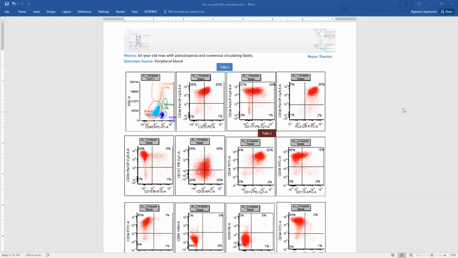Hello everyone. We are now going to go over the peripheral blood flow cytometry from a 65-year-old man who presents with pancytopenia and numerous circulating blasts. Let's start with CD45 versus side scatter.